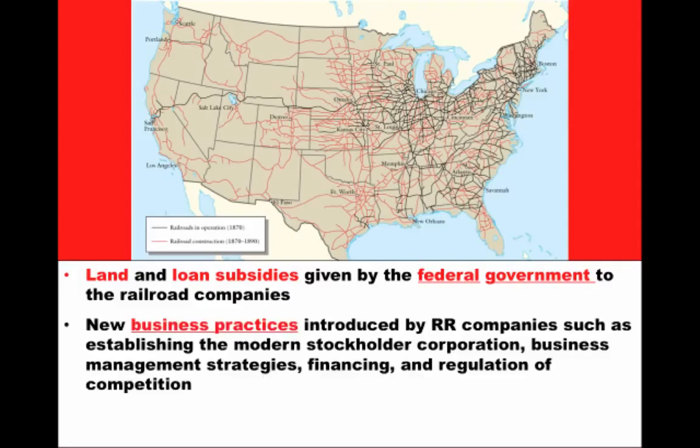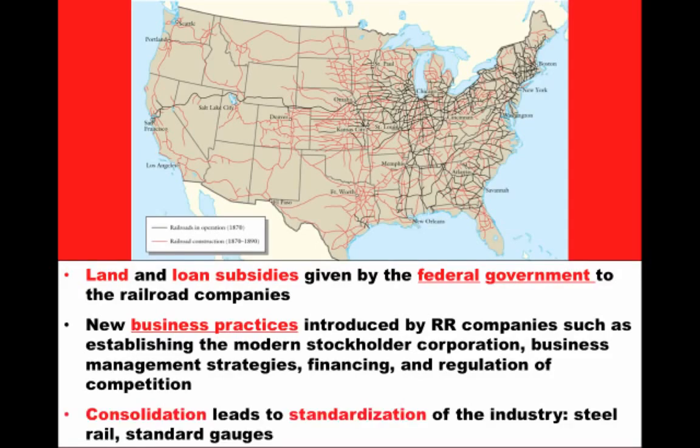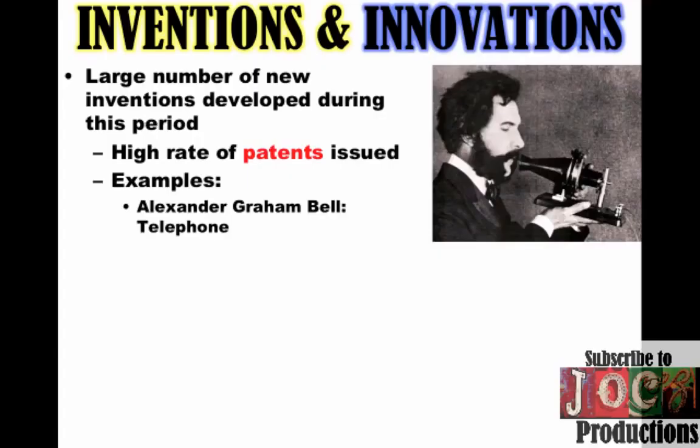And they're hoping to get preferred rates for the carrying of federal mail or to transport troops out in the West. And what you see is the railroad companies getting all this land and these loans, which are going to establish new business practices, such as establishing the modern stockholder corporation, business management strategies, new ways of financing, and the regulation of competition. And you're going to see the railroad grow tremendously, and with that you're going to have consolidation, meaning fewer and fewer railroad companies.